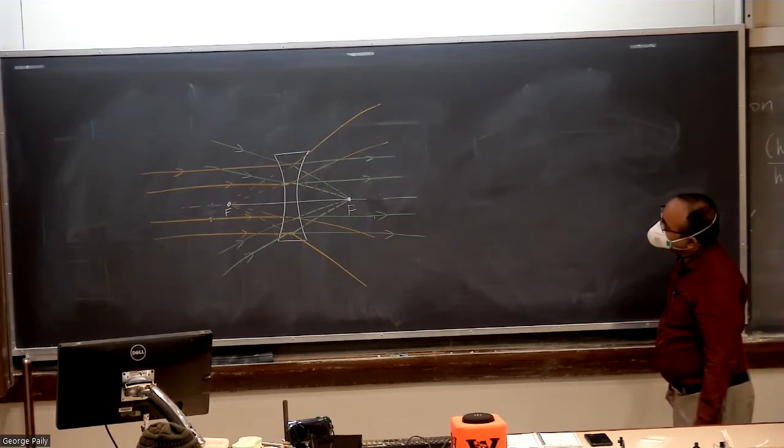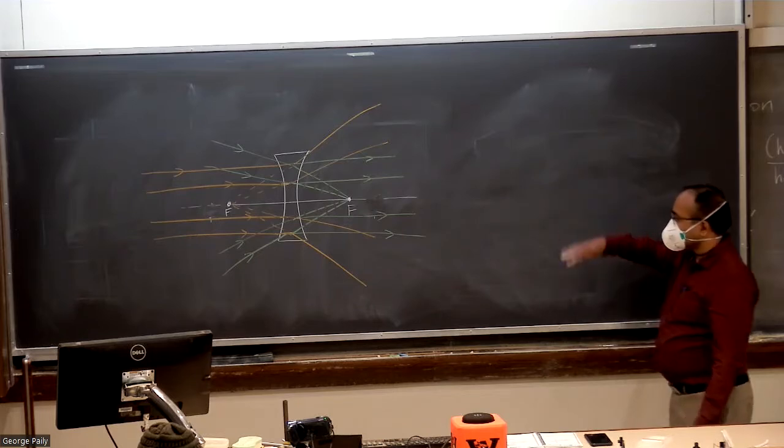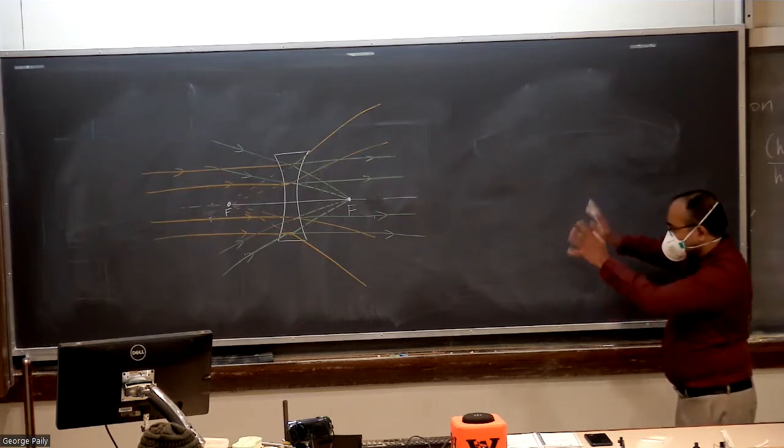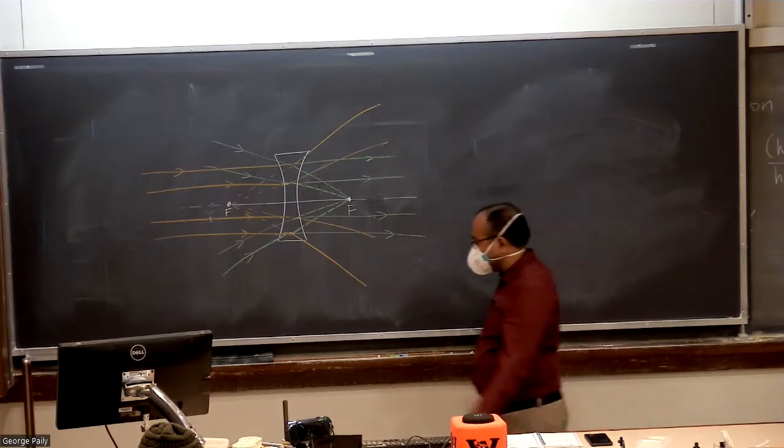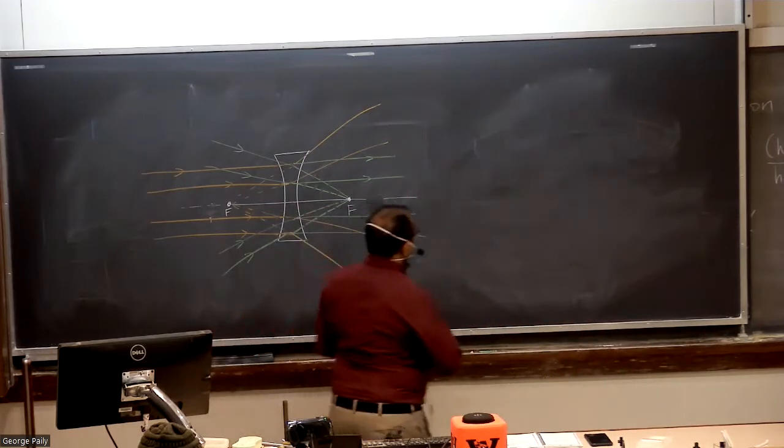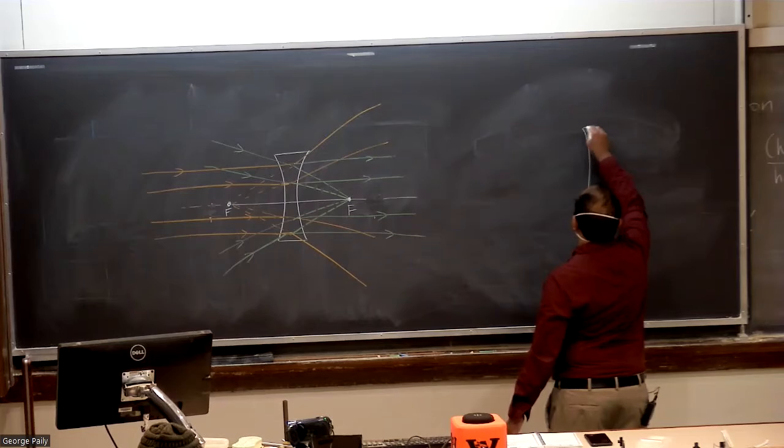Let me see. Okay, so all right, that's the general parallel rays setup. Let's look at a specific image case. So, diverging lens.